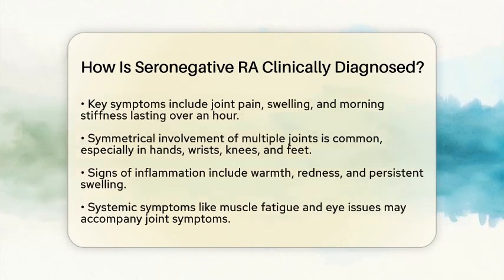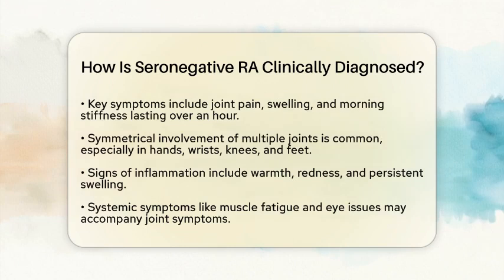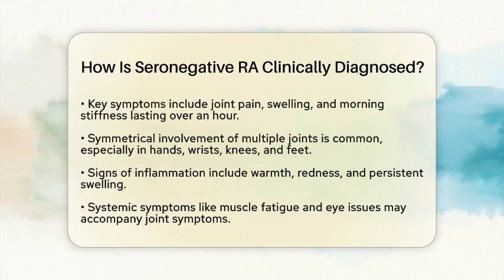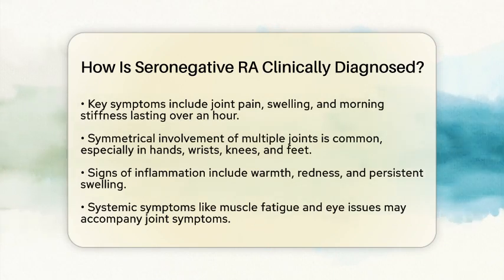In seronegative rheumatoid arthritis, patients typically test negative for rheumatoid factor and anti-cyclic citrullinated peptide antibodies, which are the usual markers for rheumatoid arthritis. However, other blood markers indicating inflammation, such as elevated erythrocyte sedimentation rate and C-reactive protein, may be present. These markers can suggest active inflammation in the body.